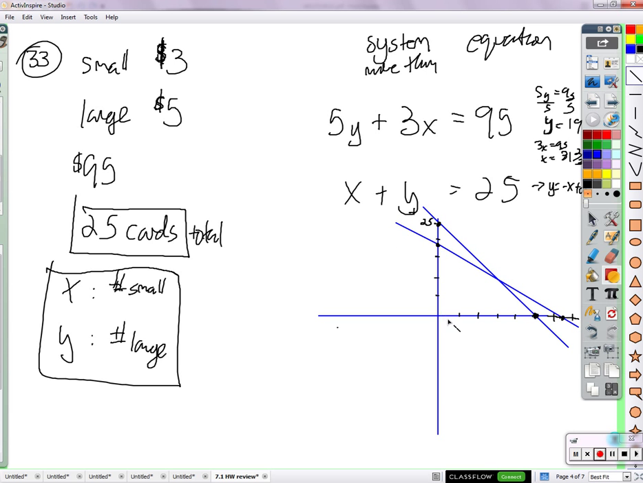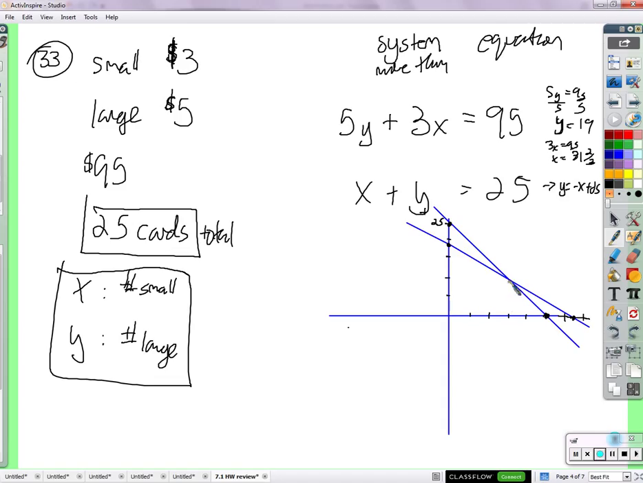All right, it's a little better. Let me look at where they cross. Where does it look like they cross? Then 15, 15, 10. It's a pretty good guess. What if we're wrong? It's not 15 and 10. So we've got to check it.